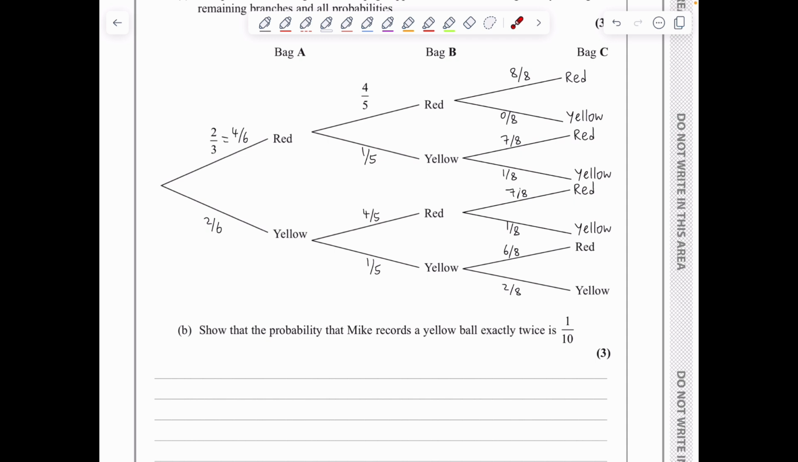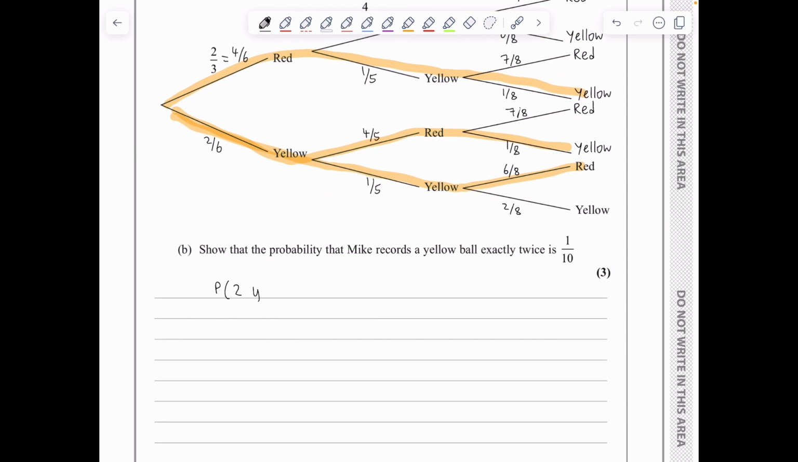In part B, we need to show that the probability that Mike records a yellow ball exactly twice is 1 over 10. So to get 2 yellow balls, it means that we've got the red, yellow, yellow scenario, the yellow, red, yellow scenario, and the yellow, yellow, red scenario. So let's look at this. Probability of 2 yellow balls is simply gonna be the probability of red, yellow, yellow, or the probability of yellow, red, yellow, or the probability of yellow, yellow, red. And I'm multiplying the probabilities of the branches through which I travel.